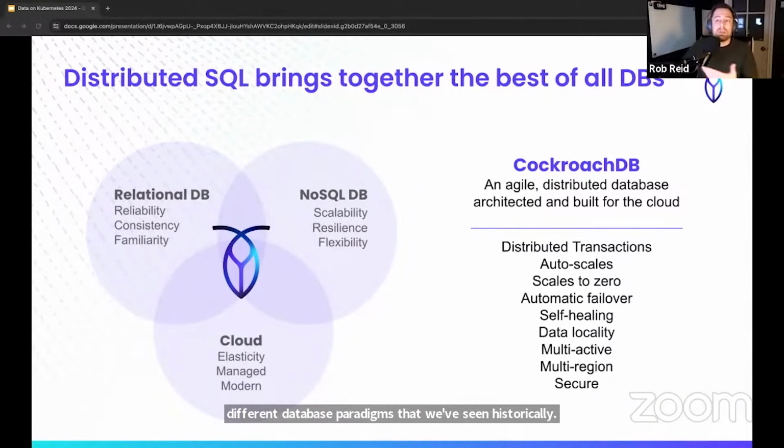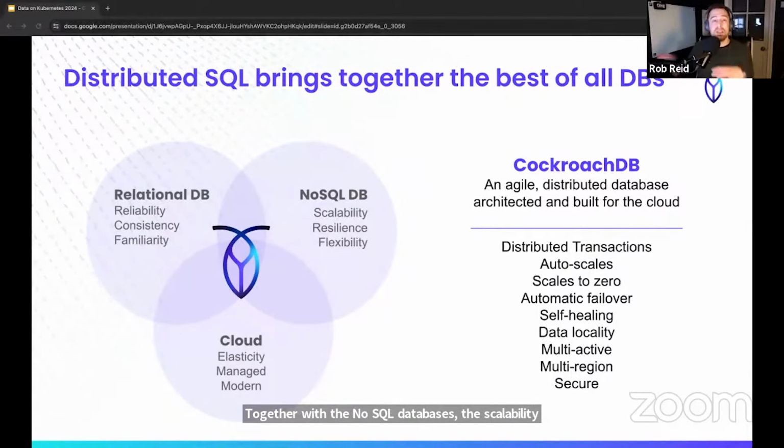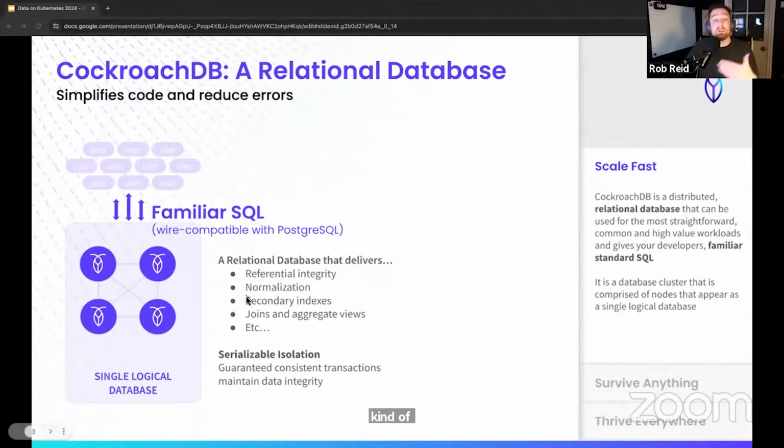For example, that means the reliability, consistency, and familiarity of databases like Postgres, MySQL, the traditional relational database management systems, the RDBMSs, together with the NoSQL databases, the scalability, flexibility, and resilience of those databases. Historically, those two database paradigms haven't overlapped if we're talking about a Venn diagram, but that's what CockroachDB brings to the table. Cockroach is a distributed relational database, and it provides everything you'd want and expect from that kind of database. It provides referential integrity, normalization, and the like.